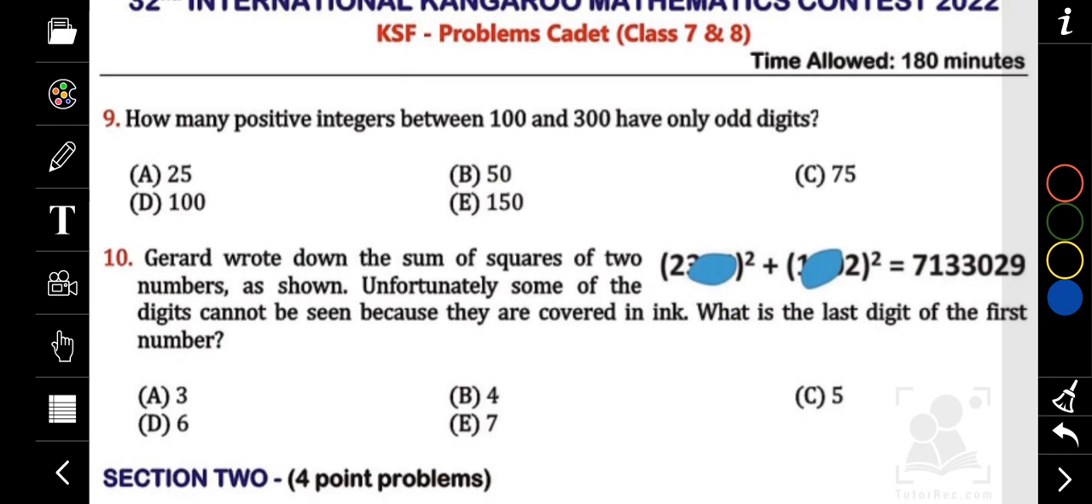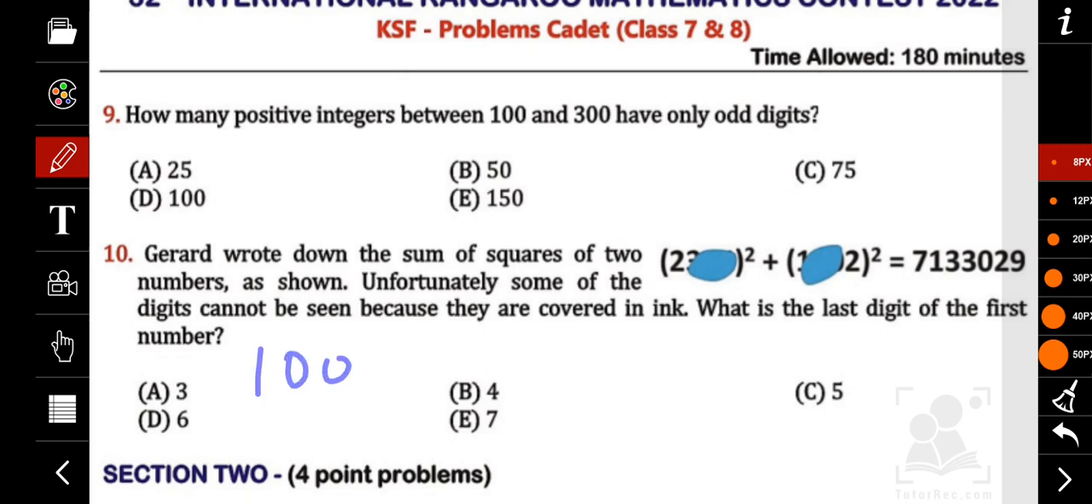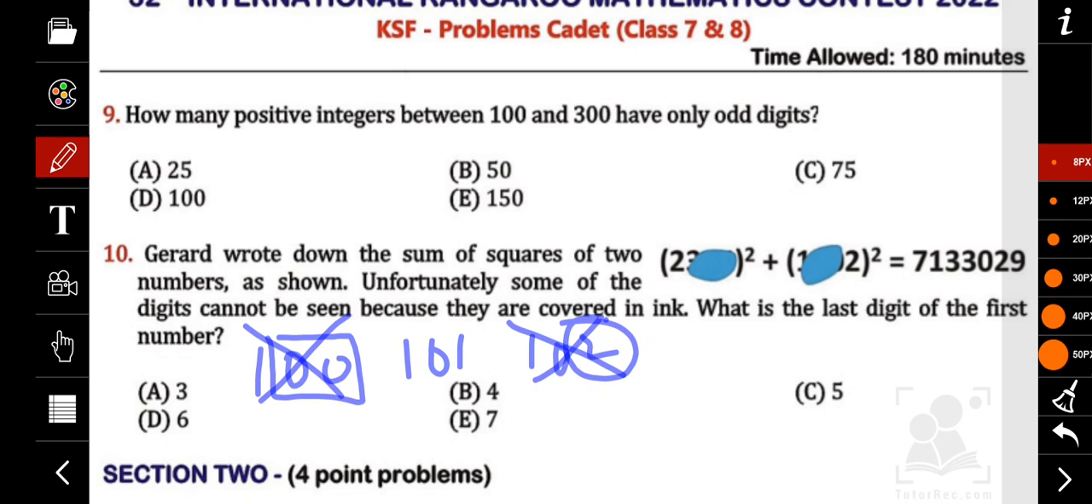Now we proceed to question number 9. How many positive integers between 100 and 300 have only odd digits? Okay, when we are talking about the odd digits, we need to see that starting from 100, then 101, then 102, and so on. This contains 2 even numbers, so this number cannot be included. It contains one odd digit, one even digit 2, so this number cannot be included, and so on.